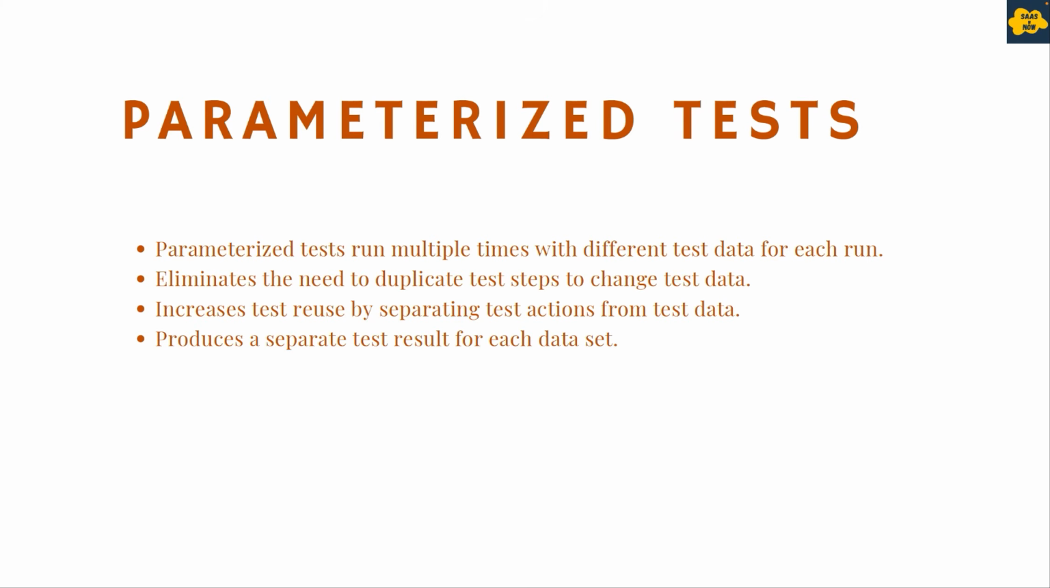Parameterized tests. Parameterized tests run multiple times with different test data for each run. It eliminates the need to duplicate test steps to change test data. It increases test reuse by separating test actions from test data. It produces a separate test result for each data set. So parameterized tests basically give you the option to run the same test with 2 different users maybe, who have 2 different roles. Let's take a look.